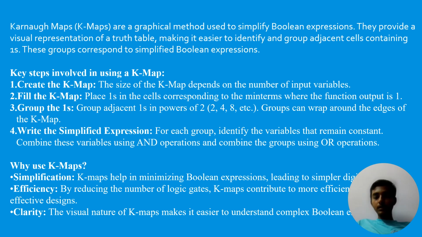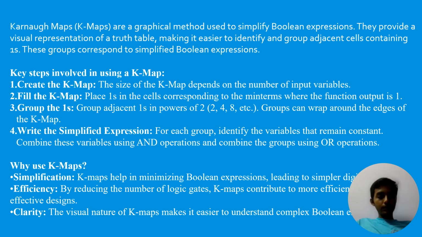Group the ones. The adjacent ones we should group in the power of two: pairs, quads and octets. That means we have to take groups of 2, 4 or 8 ones. Write the simplified expressions. For each group, identify the variables that remain constant, combine those variables using AND operations, and combine those groups using OR operations. That means we identify the variables that remain constant, combine them using AND operations, and combine those AND terms using OR operations.